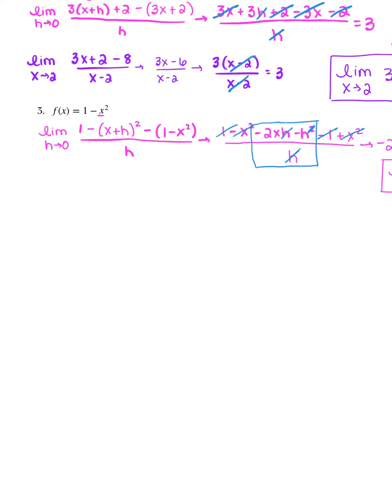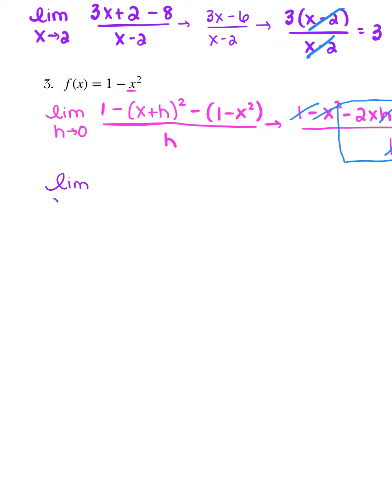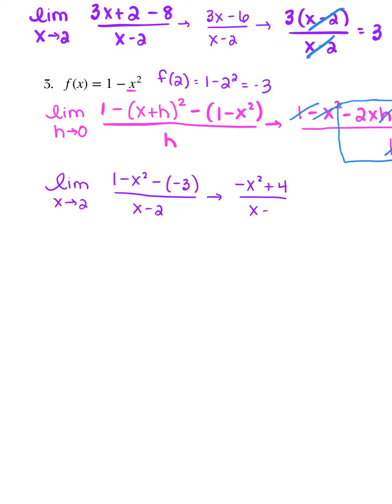Okay, sorry, I'm trying to give myself some space here. So this time I want to do the limit as x approaches 2 of f of x, so 1 minus x squared, minus f of 2. Okay, so f of 2 is 1 minus 2 squared, so 1 minus 4, so that's negative 3. So I'm doing minus negative 3 all over x minus 2, because that's where I'm approaching. Okay, that minus negative 3 really becomes a plus 3. And so this expression turns into a negative x squared plus 4 over an x minus 2.